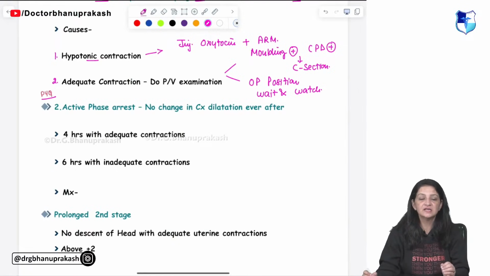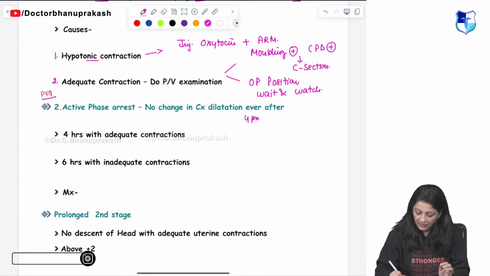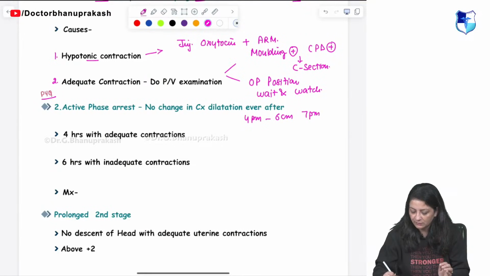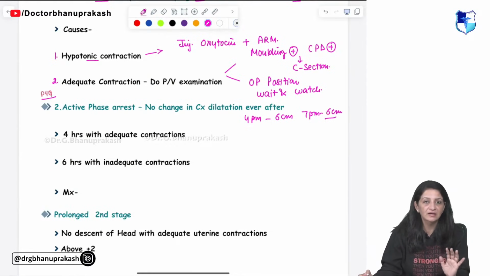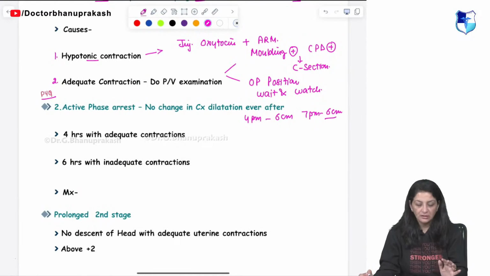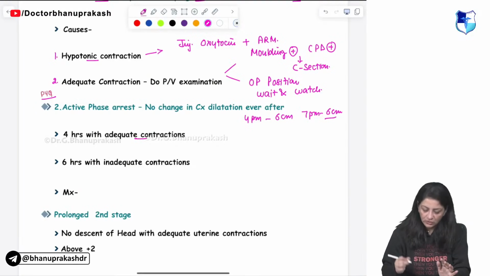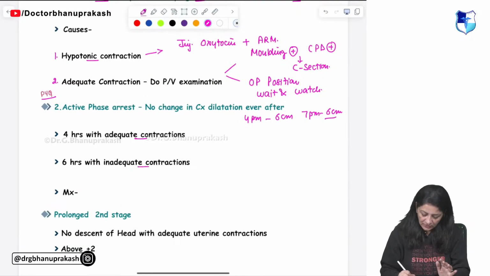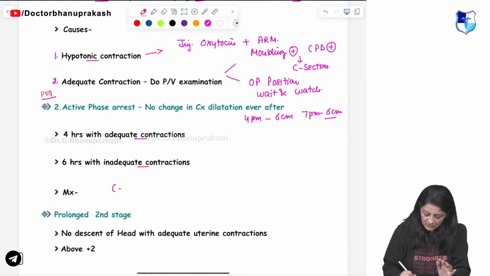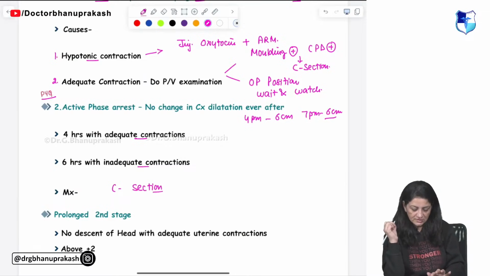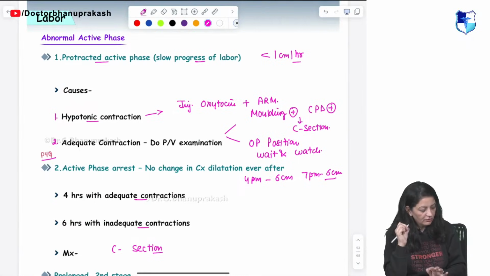Active phase arrest means there is no change in cervical dilatation. For example, at around 4 p.m. dilatation was 6 centimeter, and at around 7 p.m. again 6 centimeter. It means there is no change in cervical dilatation, for 4 hours with adequate contractions, or 6 hours with inadequate contractions. Then management will be caesarean section. So this is the abnormal first stage of labor.